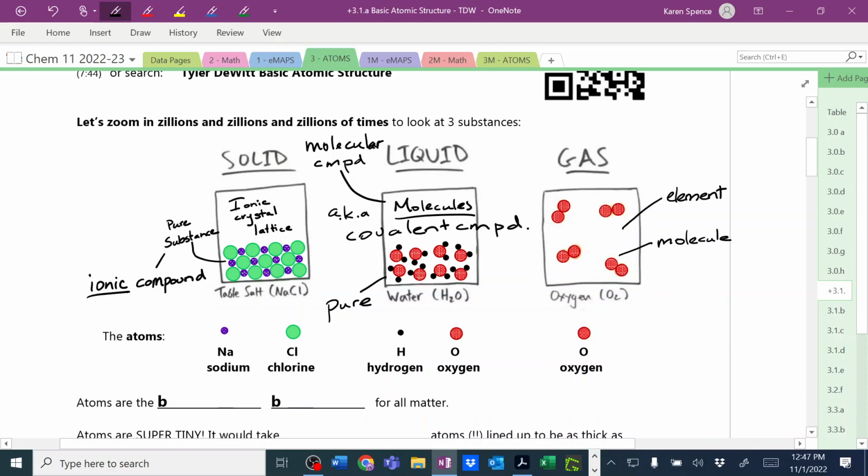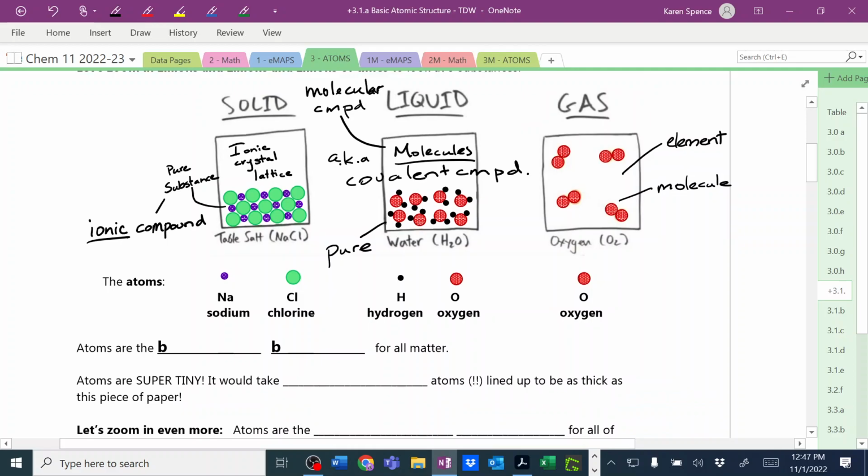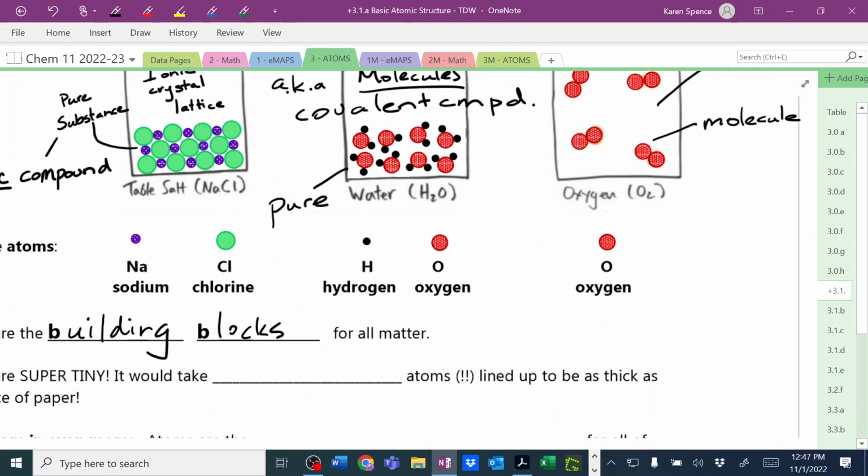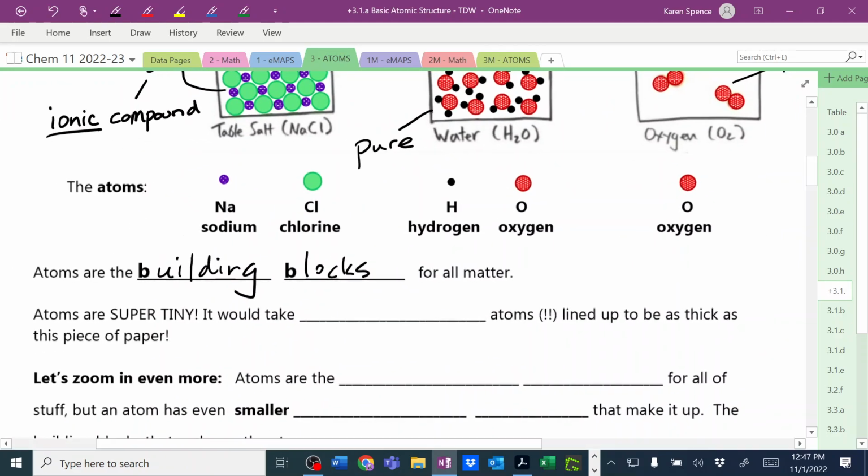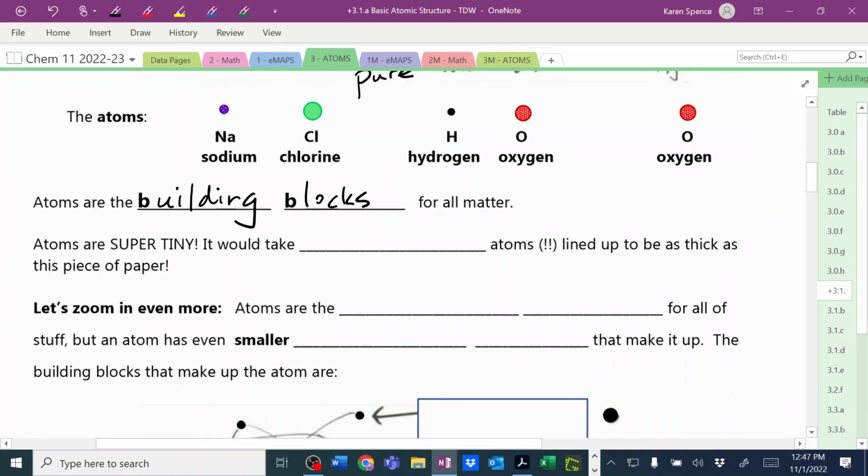Okay. So everything is made of atoms. Atoms are the building blocks for all matter. Atoms are super tiny. And I don't remember how many atoms lined up it would take to be as thick as the piece of paper. A lot. Maybe we should watch Tyler for this part. 1 million?